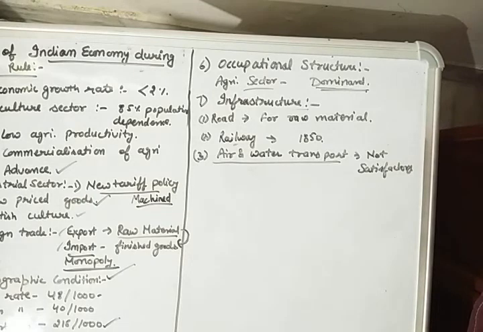So this was how our Indian economy was during the Britishers' rule. They were just exploiting our resources, exploiting our people and doing nothing for the development of the country, as you can see here.